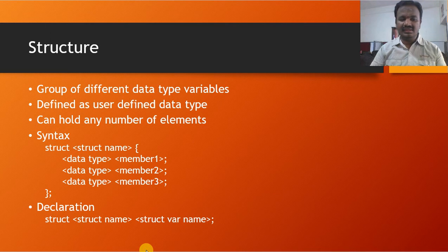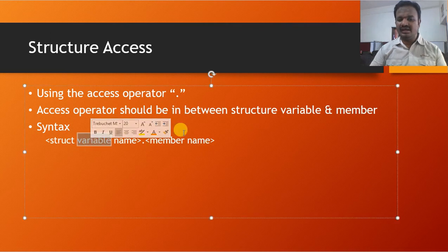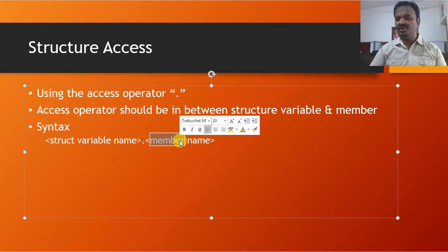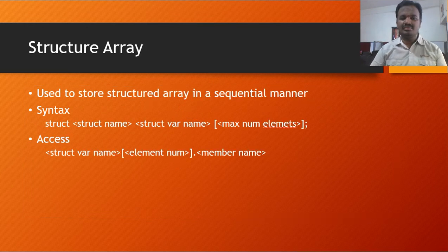Here then we have the option of structure access. The access has to be done with the dot operator. The access operator should be in between the struct variable and the member, as we did, stud dot name. Similarly, the struct variable name is stud here, and the member name is name, standard, section or marks, which it contains basically. And then we have the option of struct array, where we can store the information of structure elements, which maybe we can see over here.